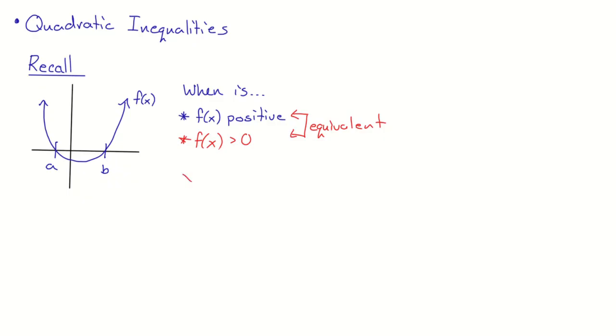If I write this, when is f of x positive? I think that this is true for any x in the interval, or in the set, from negative infinity to A. That's all of this. Anywhere on this side of it, my graph would be above the x-axis. Okay, what does this symbol right here mean?